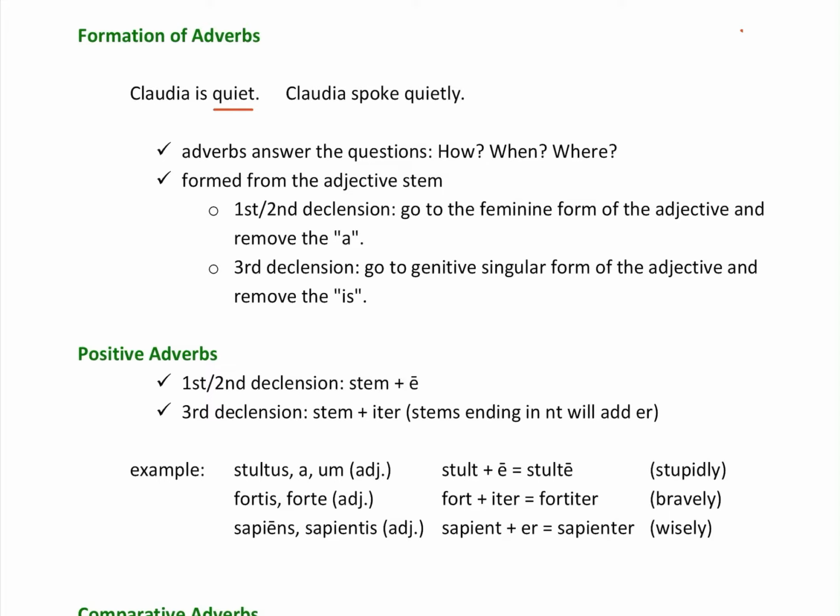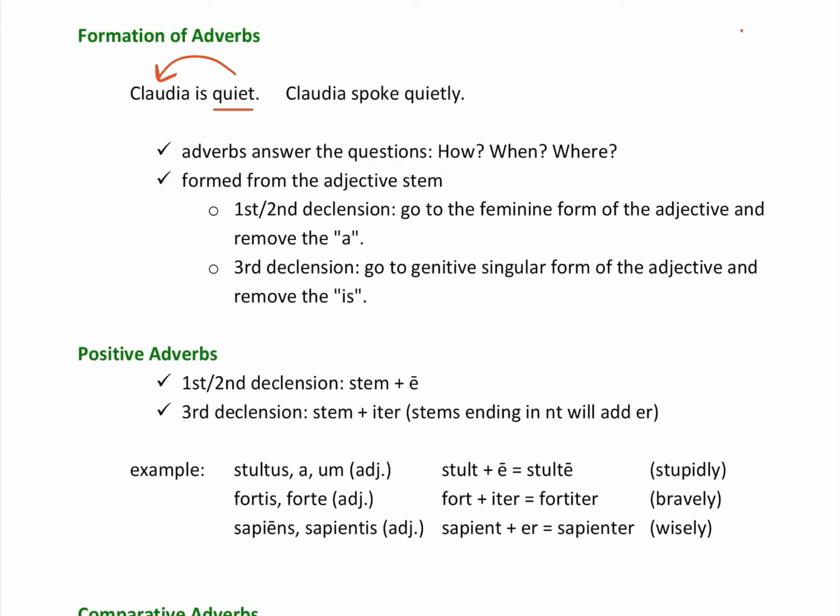And adjectives modify nouns. And our noun we're describing is Claudia. And adjectives answer the questions which one, what kind, how many. And so it could answer the question, what kind of Claudia is she? Which Claudia is she? She's the quiet one, right?